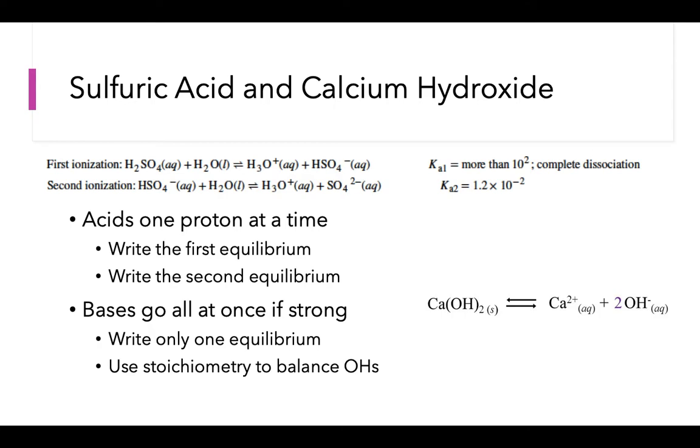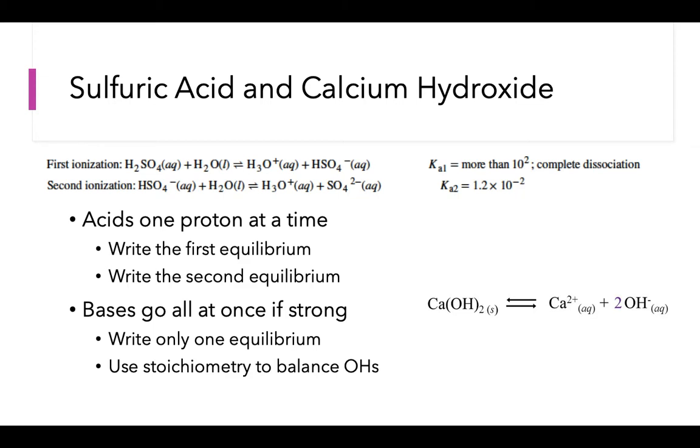So bases, however, are much more simple. They go all at once. If it's strong, all the hydroxides fall off together. So there's only one equilibrium statement, and you're just going to use stoichiometry to balance out your hydroxides. And so since calcium hydroxide has a 2 outside the parentheses for the OH, you take them both off at once.